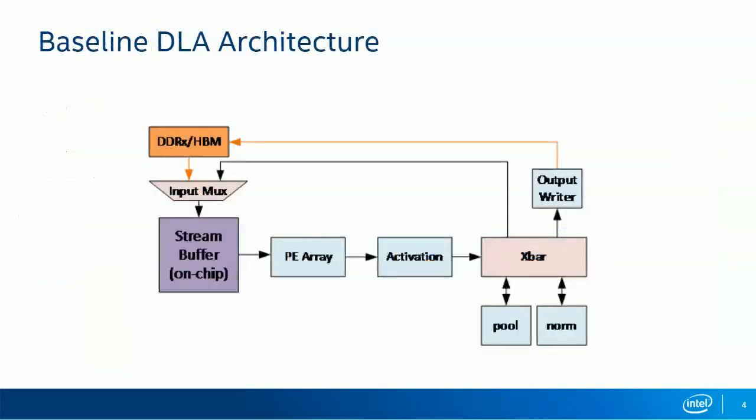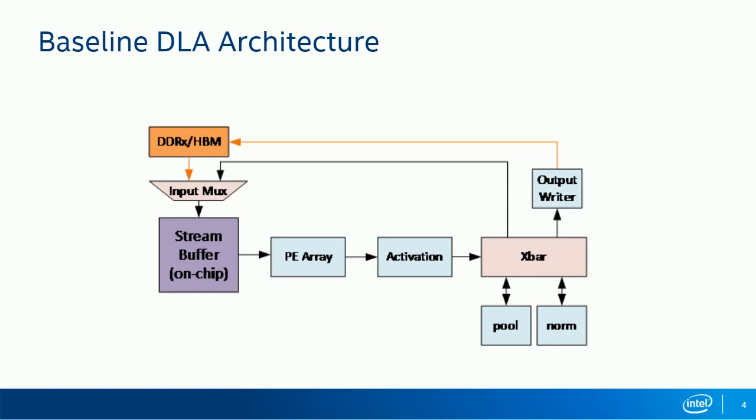Here's what a baseline DLA architecture looks like on the FPGA board. The FPGA will contain the DDR and/or high bandwidth memory, which stores the feature data and the filter coefficients. When performing a convolution, the input feature data is fed through an input mux to the on-chip stream buffer, which feeds the data to the convolutional processing element array.